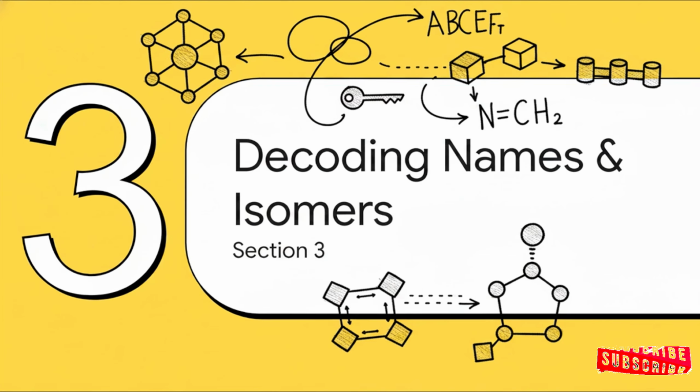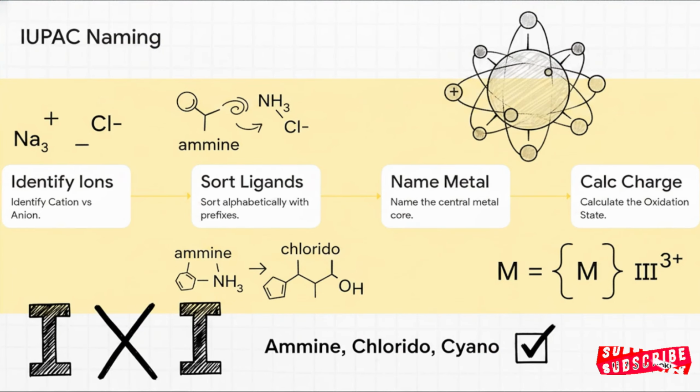Section 3, Decoding Names and Isomers. With our 3D structure fully assembled, we need to learn the systematic language used to name our new creation. Just follow this exact IUPAC nomenclature engine like it's a math formula, and you will perfectly decode any complex name on your exam. Step 1. The cation always comes before the anion. Step 2. Sort the ligands alphabetically and add prefixes like di or tri. Step 3. Name the metal. And Step 4. Calculate its oxidation state using Roman numerals.